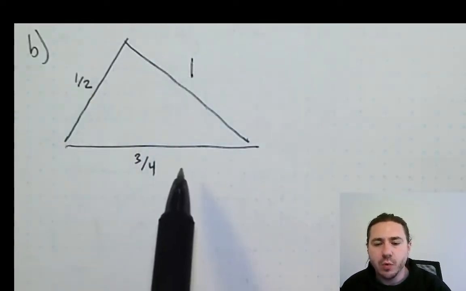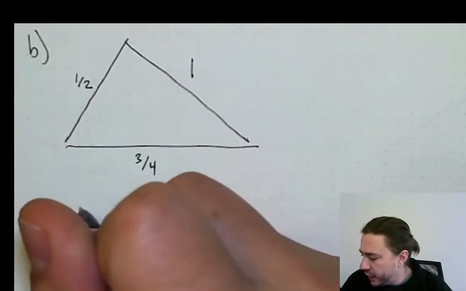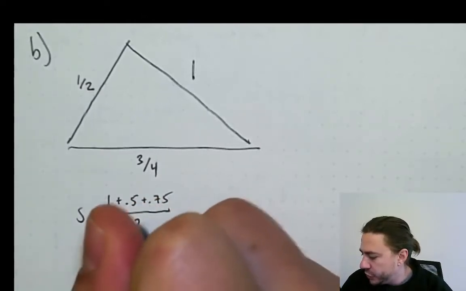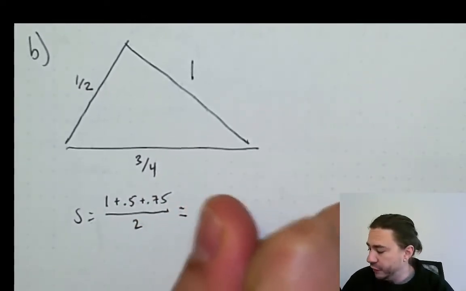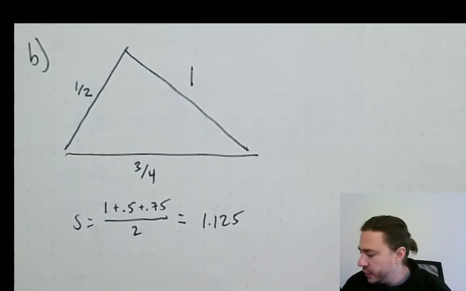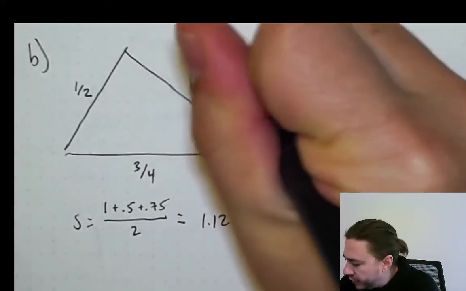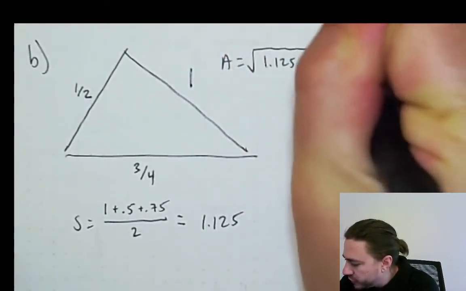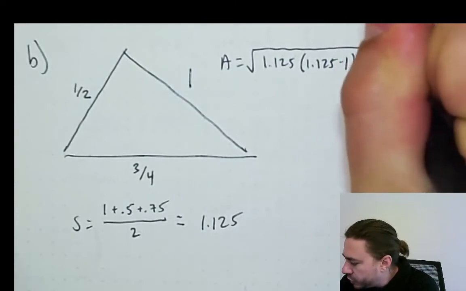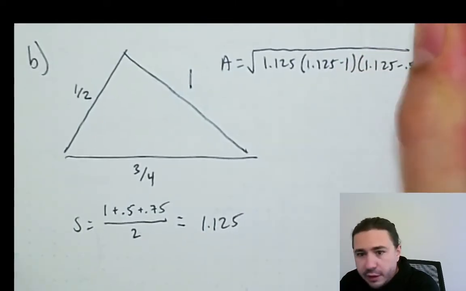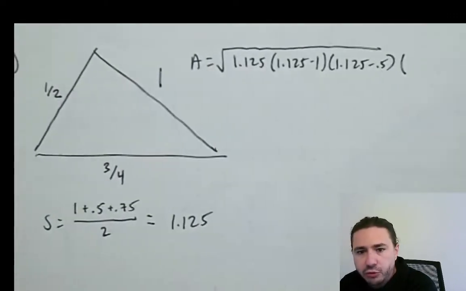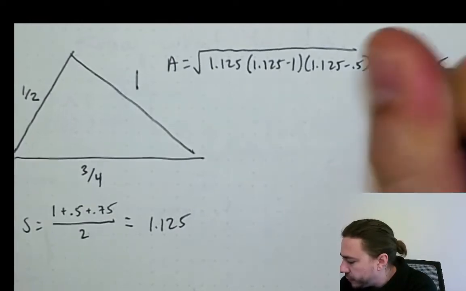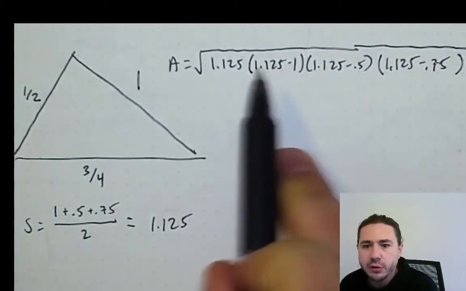B is going to be set up the same way. Let's go ahead and calculate our S value. We'd have 1 plus 0.5 plus 0.75 over 2, and that would come out to be 1.125. So that's going to be our S value. I'm going to try to squeeze this in here. So the area is 1.125 times 1.125 minus 1 times 1.125 minus 0.5. It looks like I'm going to run out of room here, so I'm going to scooch this over a little bit. There we go. Times 1.125 minus 0.75. And then we're going to put that whole thing in the calculator.